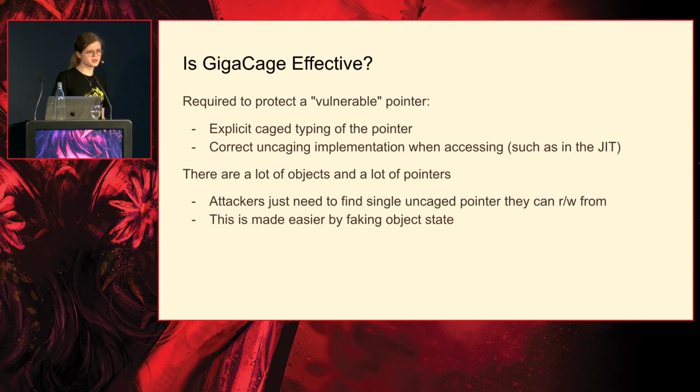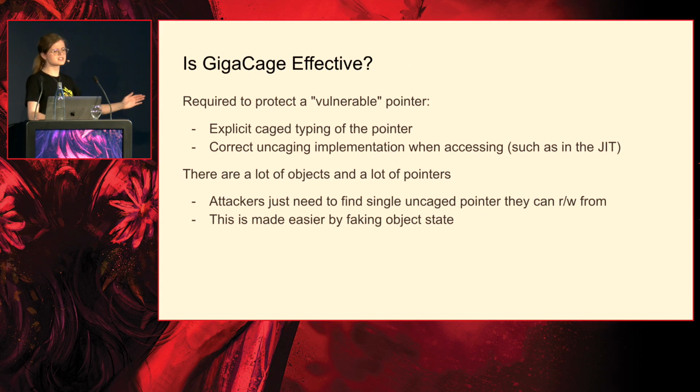But there are a few issues with this implementation. One of them is that the devs themselves have to protect each of these pointers one at a time. They have to explicitly add that type to any pointer that they think is vulnerable. And then also, you have to guarantee that they're using the correct implementation of the uncaging everywhere. And this is a big problem for the JIT, where there's tons of optimizations, there's tons of different ways that these pointers can be accessed. So that's a lot of modification that has to be done to ensure that the caging is being done correctly.